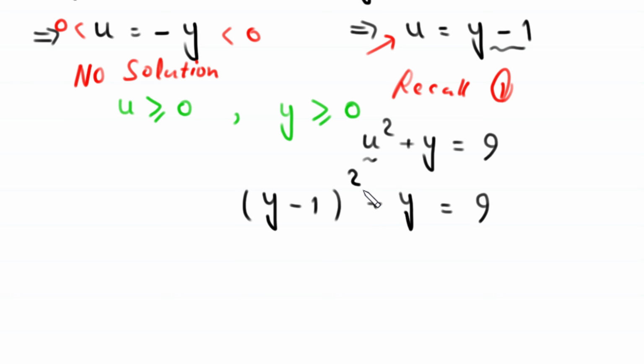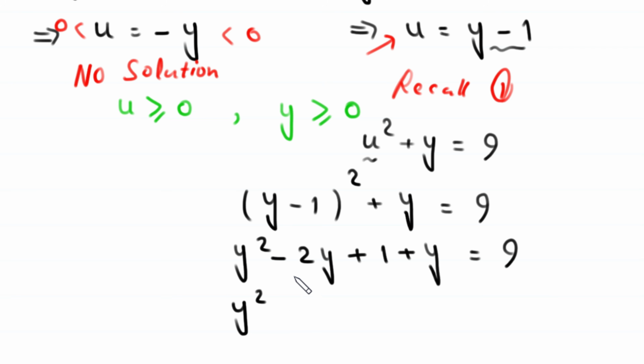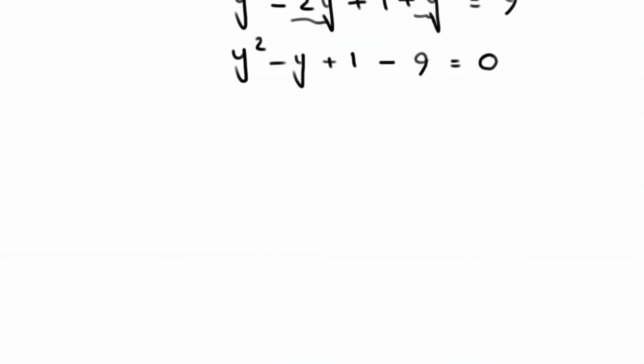Expand this y minus 1 whole squared, this will become y squared minus 2 times y plus 1 plus this y equal to 9. Move this 9 to the left hand side, then this will become y squared minus 2y plus y will become negative y plus 1. This 9 will become negative 9 equal to 0. Further simplify, this will become y squared minus y minus 8 equal to 0. This quadratic equation is not factorable, so we solve it by quadratic formula.